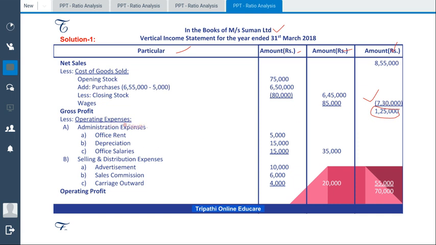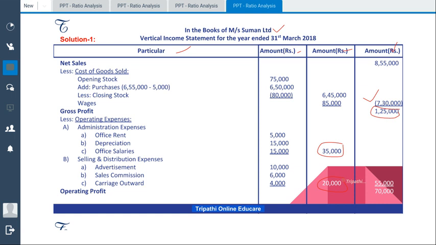Right? Now, operating expense, we have administrative expense. Under administrative expense, we have office rent, depreciation, and office salaries. So our total administrative expense is 35,000. Next is selling and distribution expense. Under that, we have advertisement, sales commission, and carriage outward. So the total of selling and distribution expense is 20,000.